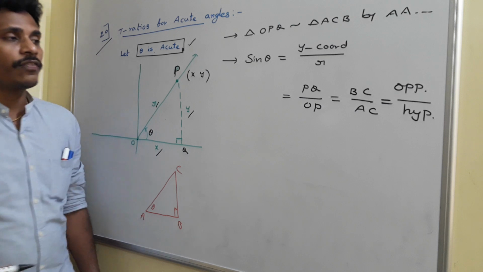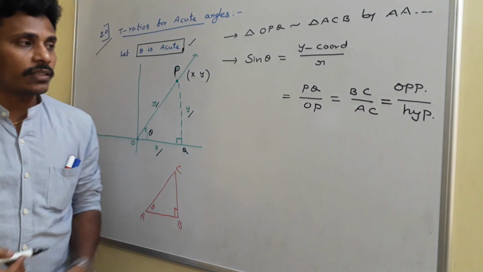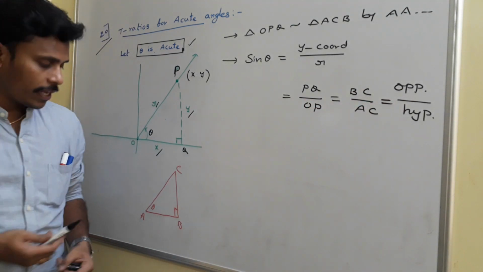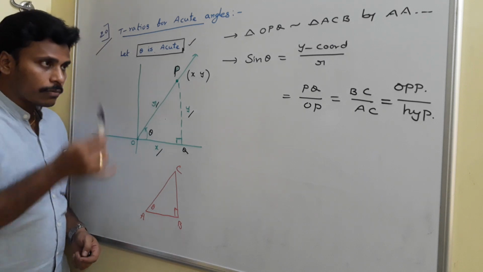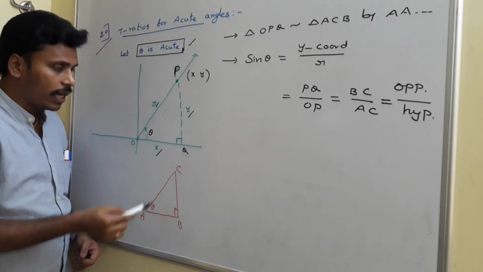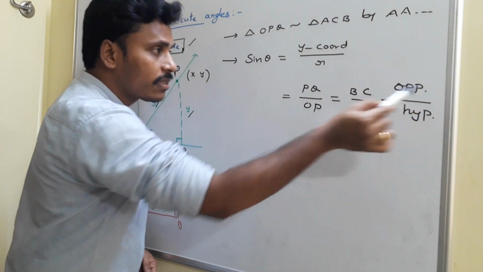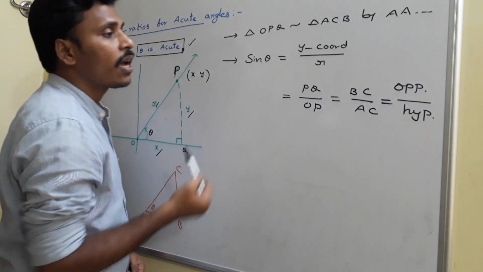Opposite side of theta. For the space concern, I have no space here, so I won't write the complete thing. You just memorize that. If you need, write in your own way that the numerator is the opposite side of theta and the denominator is the hypotenuse.